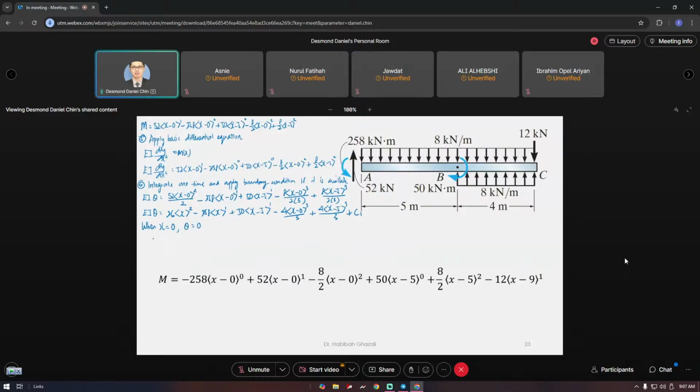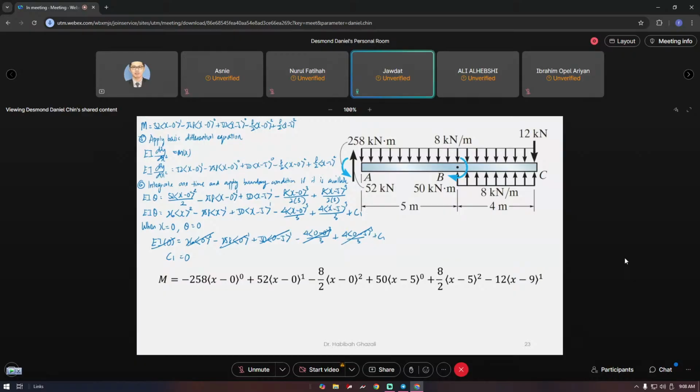Yes. So therefore, EI times 0 equals 26 times 0 squared minus 258 times 0 to the power of 1 plus 50 times 0 minus 5 power 1 minus 4 times 0 minus 0 cube divided by 3 plus 4 times 0 minus 5 cube divided by 3 plus C1. So my C1 equals 0. This one is 0, 0, 0, 0. Why is everything 0? Anyone can answer me? By now you should understand why it is 0.